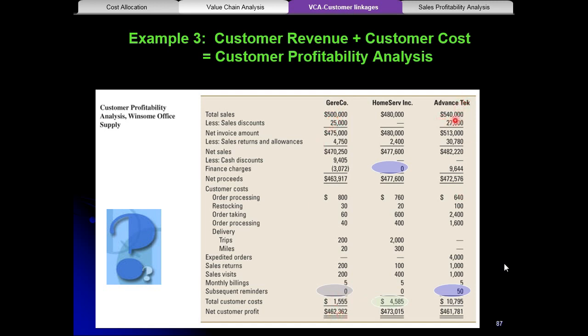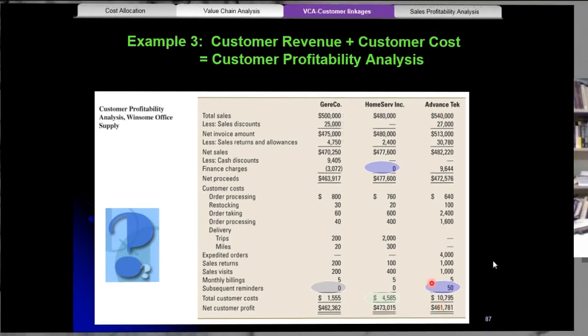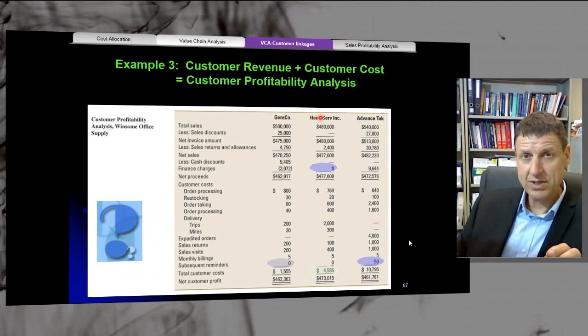You sell 540 to Advanced Tech, thinking, wow, we made more money from this customer, but only 461 comes to your bank account as a result of working with this customer. If we do the allocation correctly, Home Service is 480, the least out of all three, but in terms of bank, we get more bang for the buck from selling to Home Service than we do from Jerry Company and Advanced Tech. Notice that Advanced Tech is our least profitable customer versus Jerry Company and Home Service.